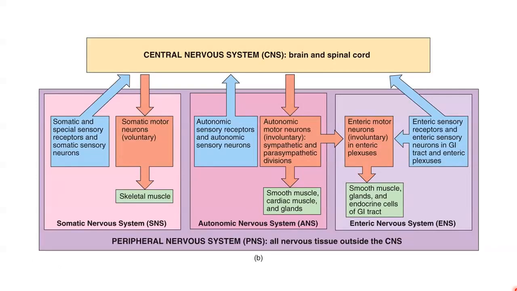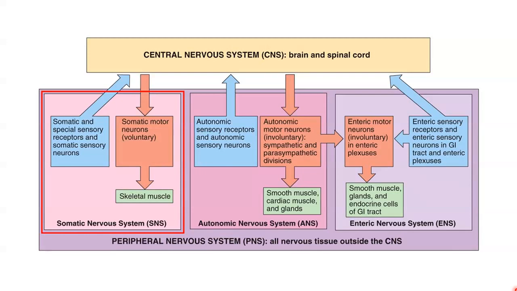So as a visual reminder, the nervous system is made up of the central nervous system and the peripheral nervous system. The central nervous system, which you see up the top there, is made up of the brain and the spinal cord. The peripheral nervous system is all of the nervous tissue that sits outside of the brain and the spinal cord. The peripheral nervous system is then divided into three divisions or three separate systems. These are the somatic nervous system, the autonomic nervous system, and the enteric nervous system.